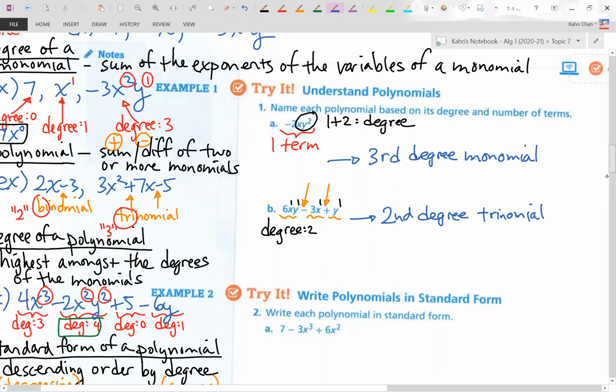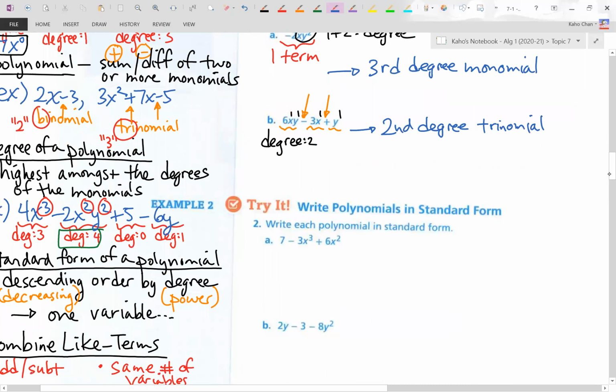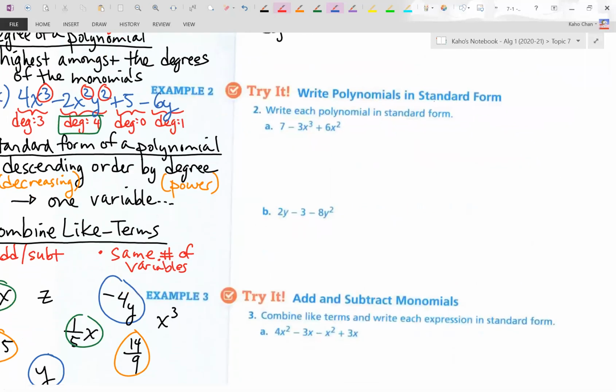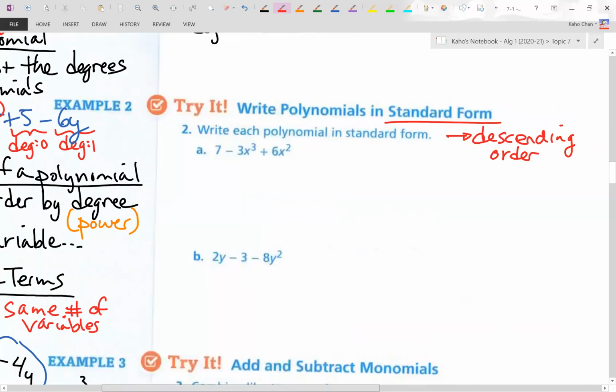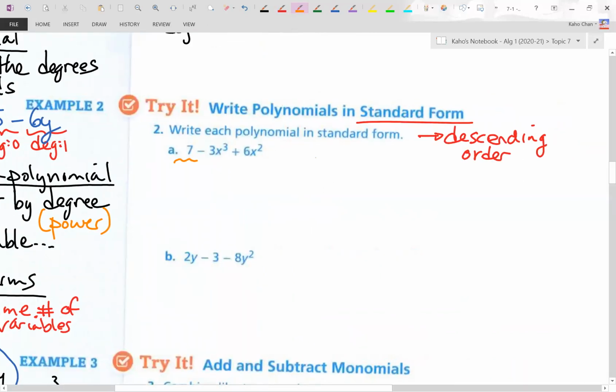All right. Any questions? Number 2, write each polynomial in standard form. Standard form, of course, is rearranging the terms and putting them in descending order. I'm looking at the first one, 2a, and I see that this particular one has 3 terms in it. That happens to be a degree of 0, then a 3 and a 2. So based off of that, I'm going to put it this way: negative 3x to the third plus 6x squared. I'm going down. Yay, that wasn't that bad.